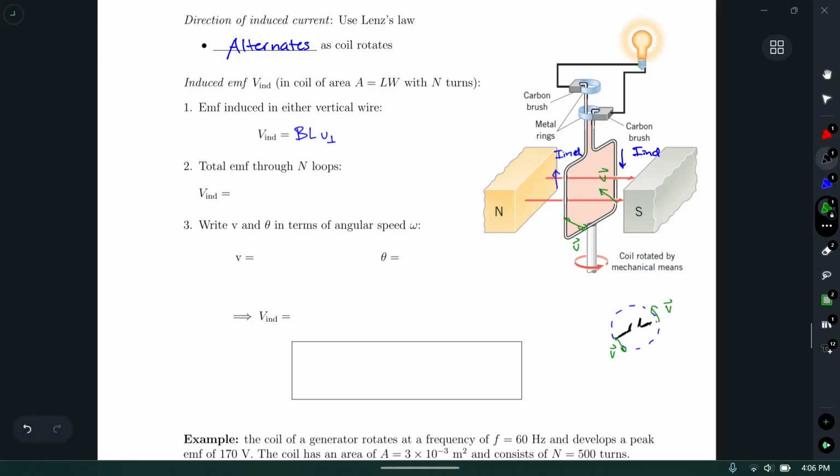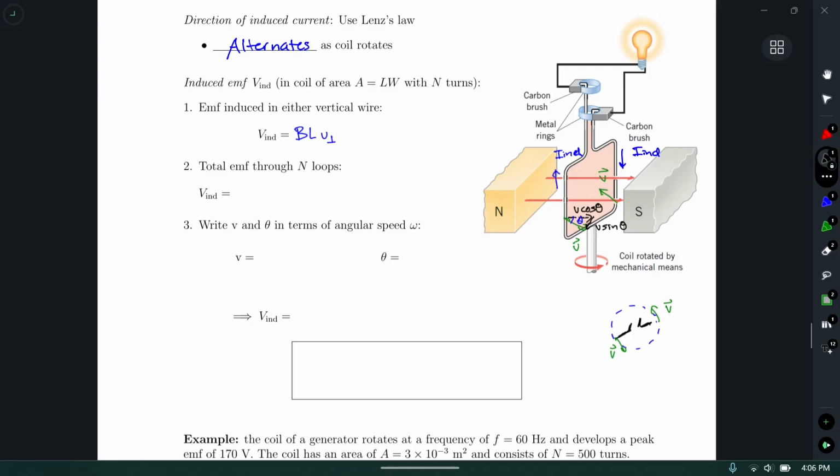Let's split that into components that are in the direction of the magnetic field and perpendicular to the direction of the magnetic field. And we'll call this angle theta. It will again be between the normal to this loop and the magnetic field direction. In that case, this over here is V sine theta. This is V cosine theta.